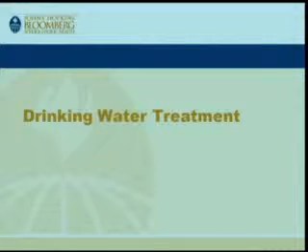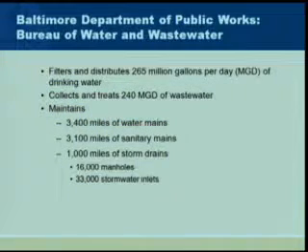So how do we get this water? Here in Baltimore, in our treatment systems. We're here in Baltimore, so we study things not only around the world, but we study things right here in our own cities. Baltimore filters and distributes 265 million gallons of water per day. It collects and treats 240 million gallons. Just think of that number of millions of gallons per day coming in through Baltimore. It has 3,400 miles of water mains and another 3,000 miles of sanitary mains, or the waste mains. 1,000 miles of storm drains, 16,000 manholes, 33,000 stormwater inlets. This is a major enterprise.